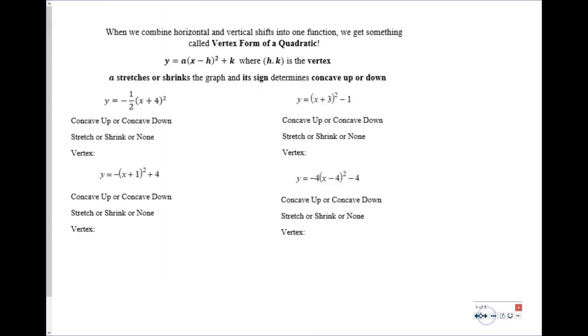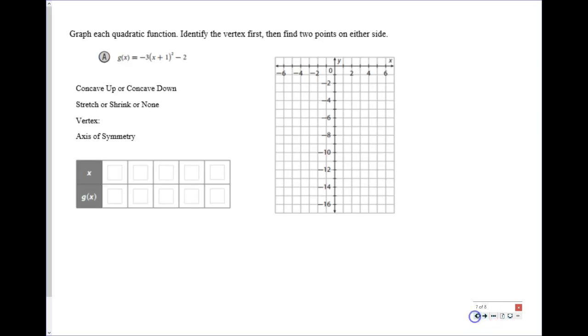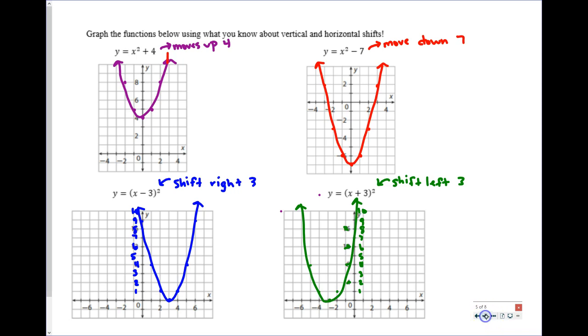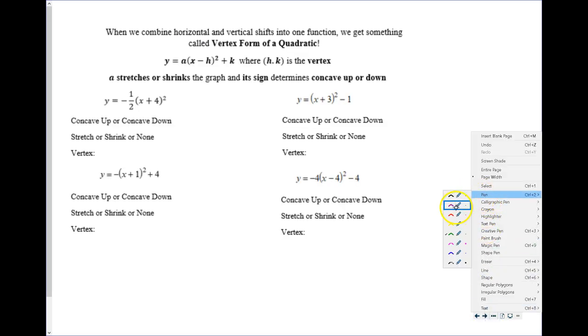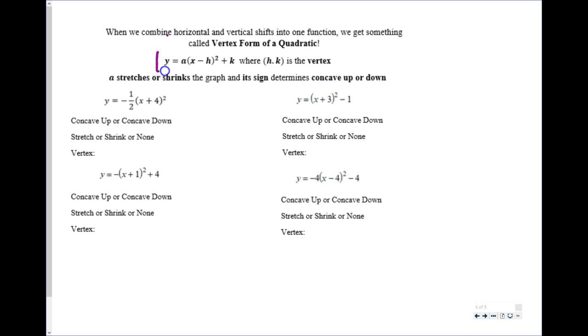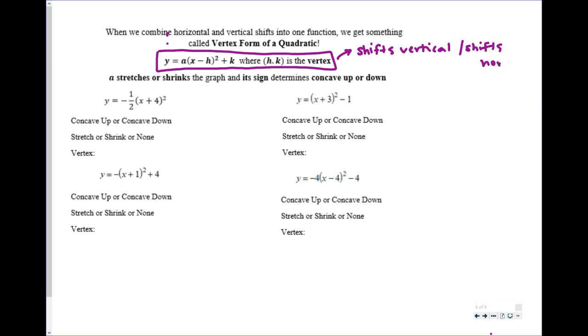Now, I want to introduce you to combining left and right shifts and up and down shifts into one whole equation. And we call this form, oh my gosh, what's happening? There we go. We call this form vertex form. So this right here is called vertex form. And it's a combination of shifts vertically and it combines shifts horizontally into one equation, okay? So I've still got my shift left and right, which is right here. That's this part inside.